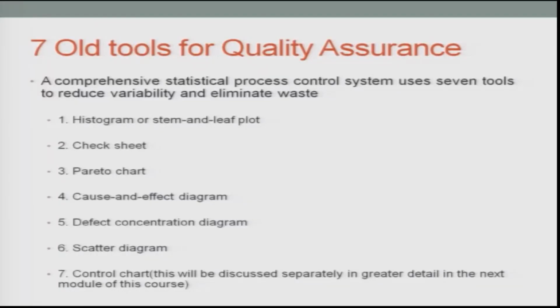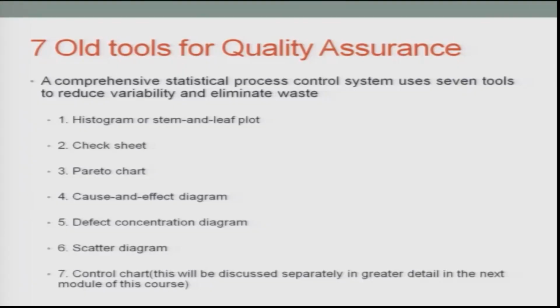A comprehensive statistical process control system uses 7 actual concepts or tools to reduce variability and eliminate waste. If you remember, elimination of waste, reduction of variability, and reduction of total cost are the important bullet points for the 3 stages of quality, as in the examples I mentioned for Motorola, GE and others.